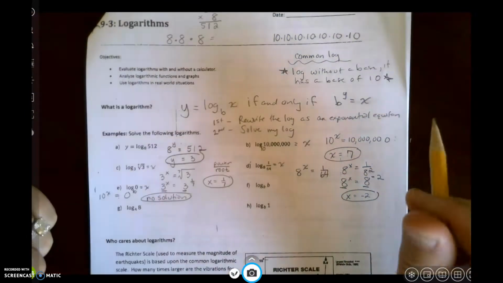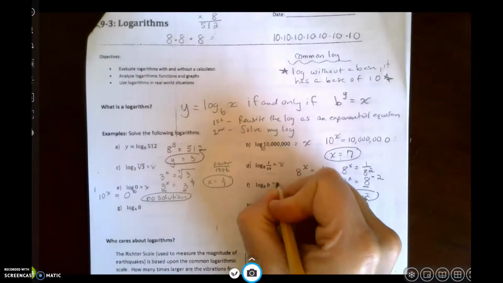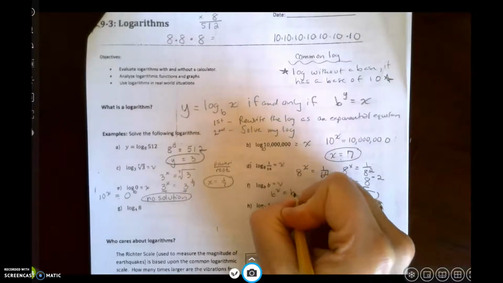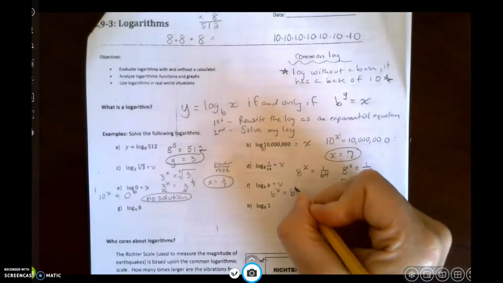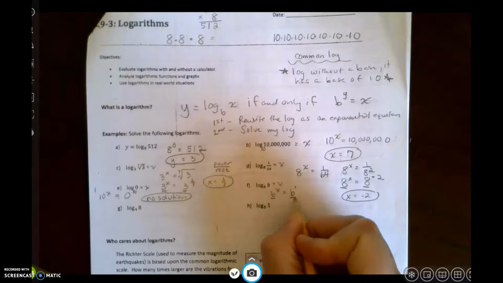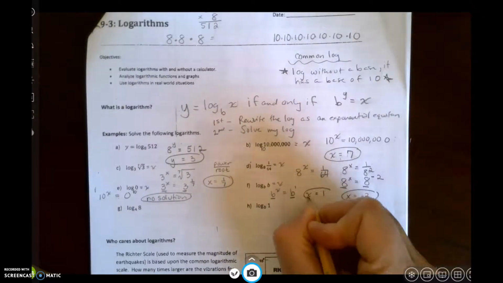All right, let's go to letter F. Letter F, b to the x equals b. Technically, this has an exponent of 1. These have the same base, so x equals 1.